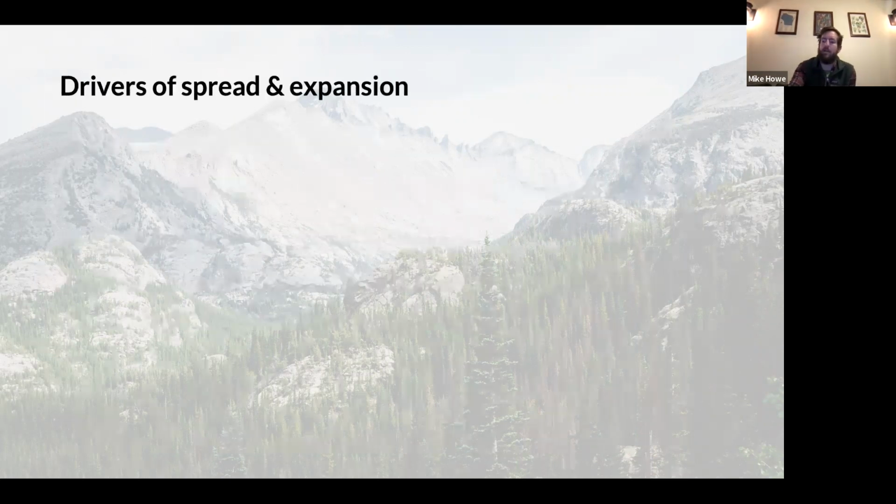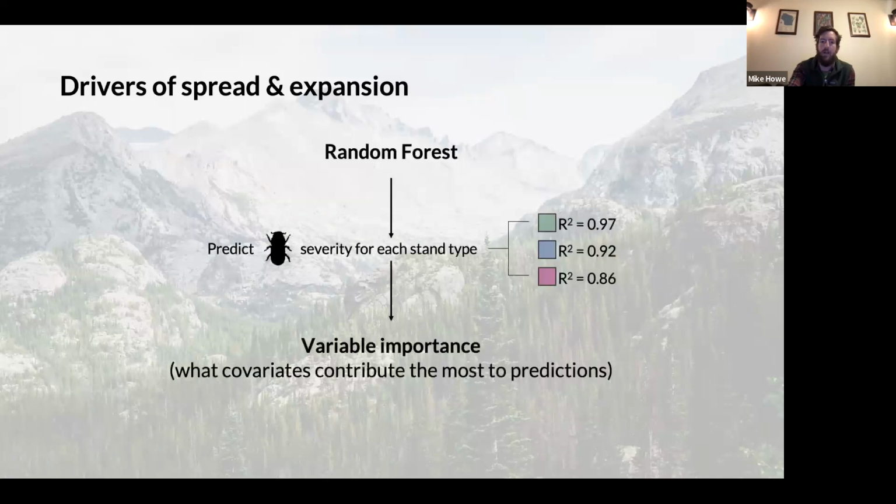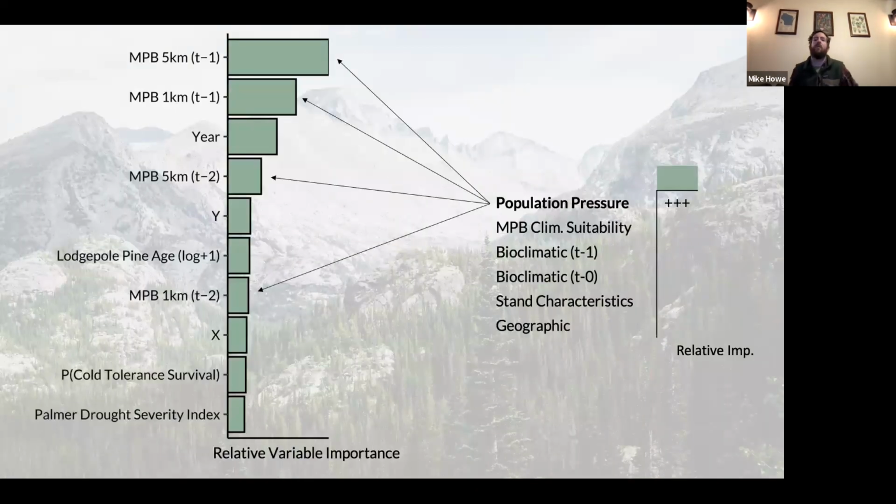Okay, and then secondly, we wanted to explore these drivers of spread and expansion, and we fit this again using a random forest. This time we're using a random forest as a regression instead of a classification. And so this allows us to get an R squared instead of a true positive or true negative rate. And what we see is that our R squareds are quite high for each one of these models. Okay, so I'm going to walk us through the results of these pretty quickly.